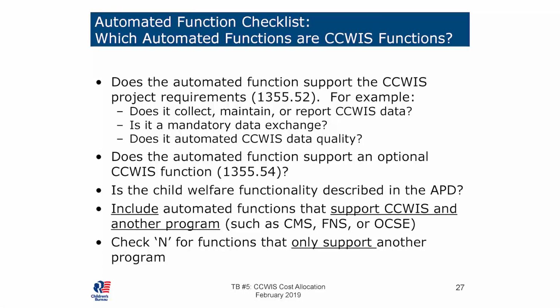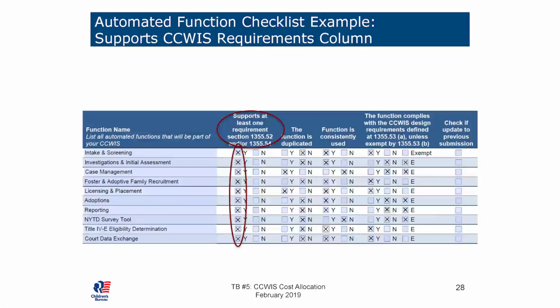Next slide, please. The support CCWIS column is where you record the results of this analysis. Because this is a CCWIS standalone system, we see that all the automated functions are checked yes. But if this were a multiple program system for both child welfare and child support, the automated functions supporting child support would be listed on the checklist but would be checked no. Only those automated functions checked yes will be evaluated as you develop the cost allocation plans for your CCWIS.